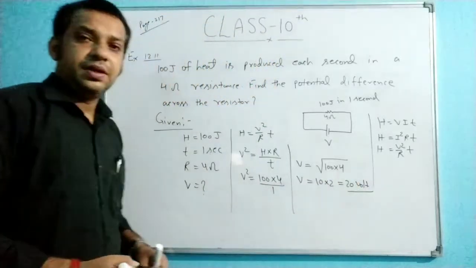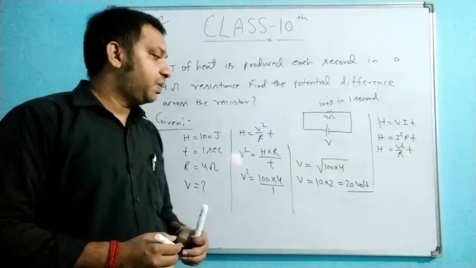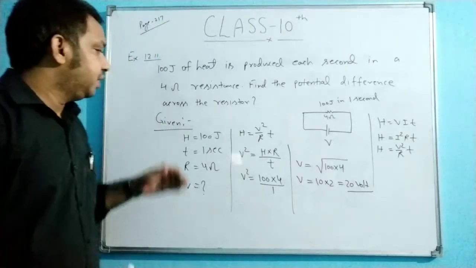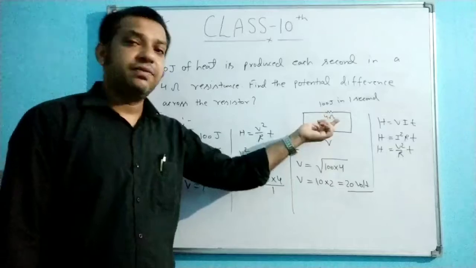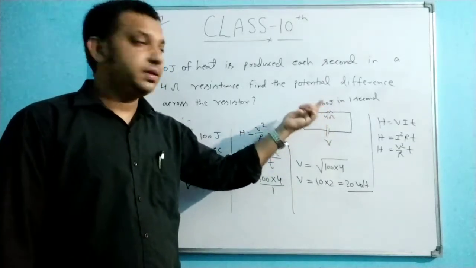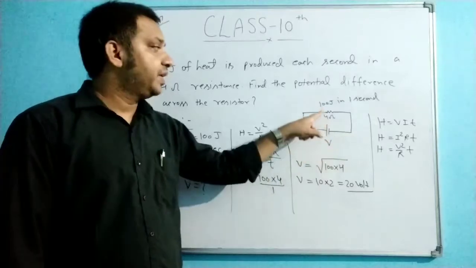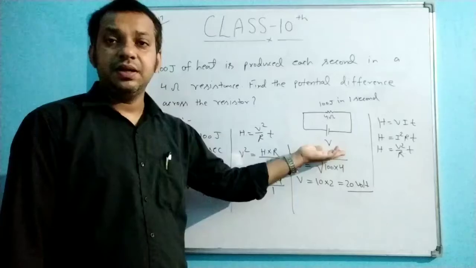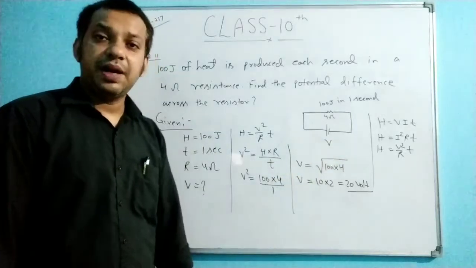Clear? So the value of the applied voltage is 20 volt. Let us summarize the question. In the given question, the value of the resistance is given, which is 4 ohm, and the heat liberated in unit second is given, 100 joule. But the applied voltage is missing. Right now, we have to calculate the applied voltage.